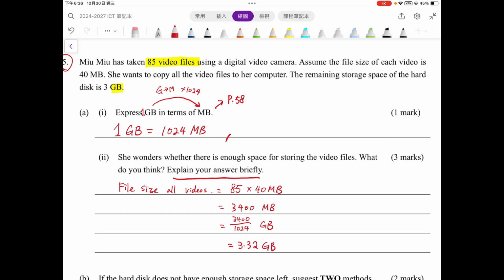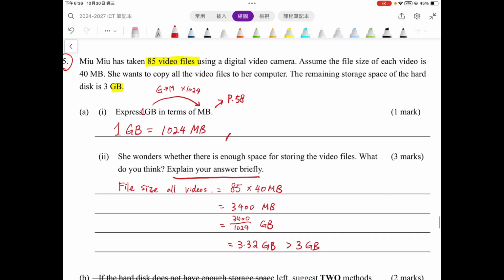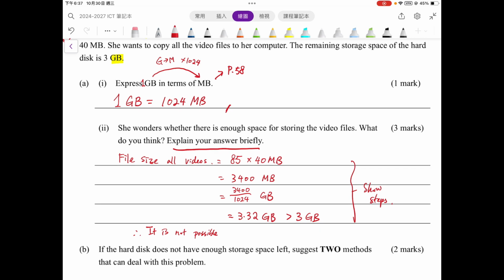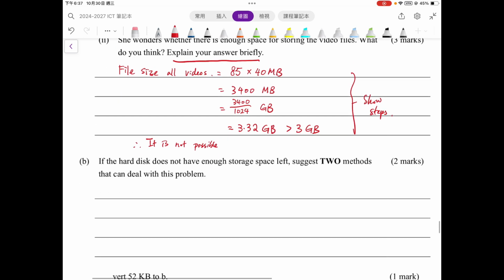And of course, this one is already over the 3 gigabytes that your hard disk has contained. So therefore, you can explain it is not possible. It is not possible. Okay, so the point is you just show your steps. Show your steps for your explanation. Okay, so that will lead you to the full marks of this question.